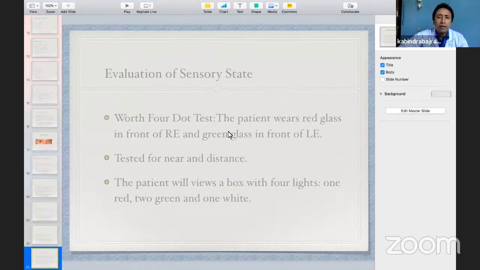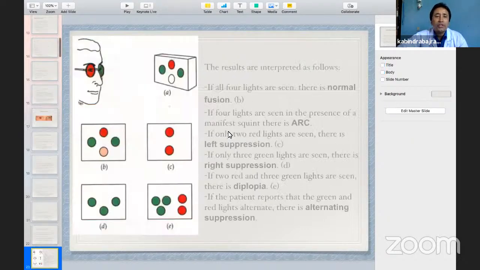Now we'll briefly talk about evaluation of sensory state. The Worth 4 dot test is one of the tests where a patient wears a red glass in the right eye and green in the left eye and is tested for both near and distance. The patient will use a box with 4 lights: 1 red, 2 green, and 1 white light. The interpretation is, if 4 lights are seen, either the eyes are orthotropic, or if there is abnormal retinal correspondence, they can also see 4 lights.